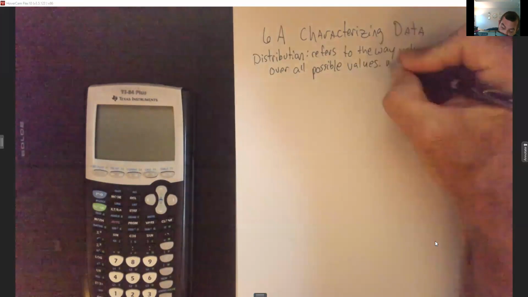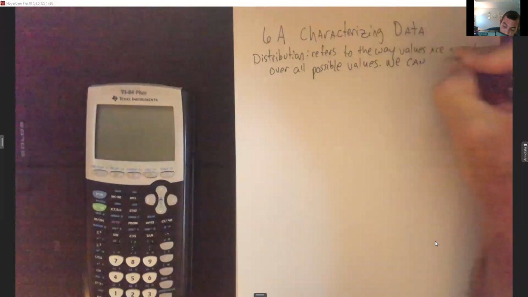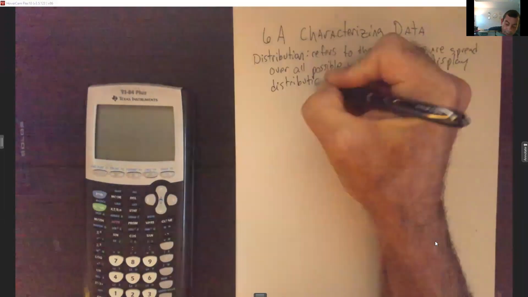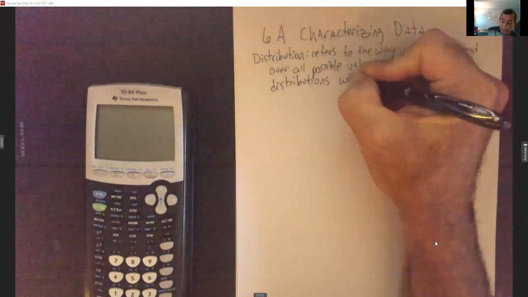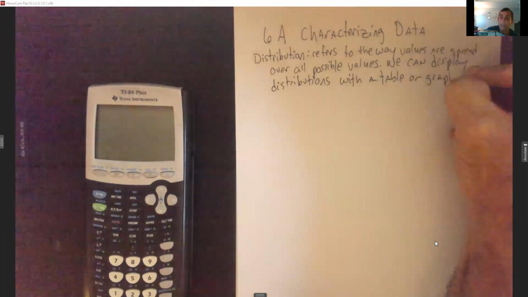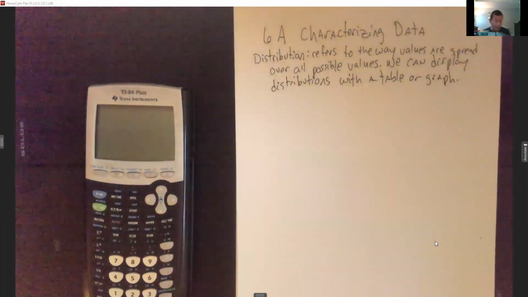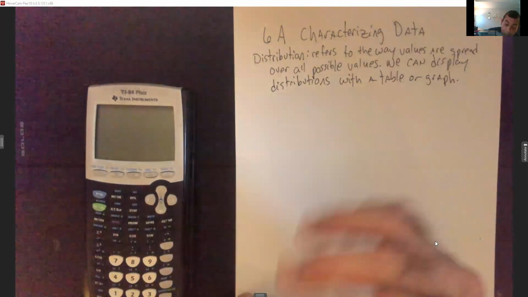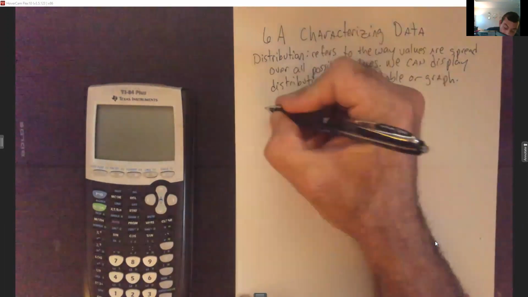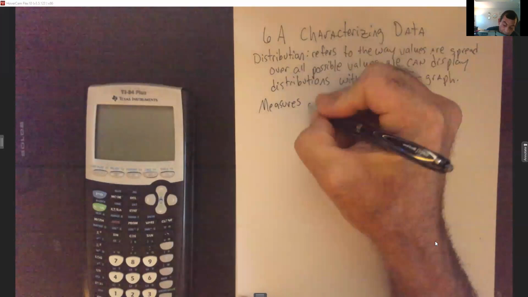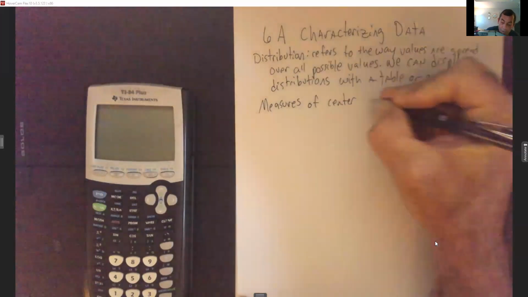So there's three measures of center that we're going to be looking at today. So the three measures of center of a distribution.